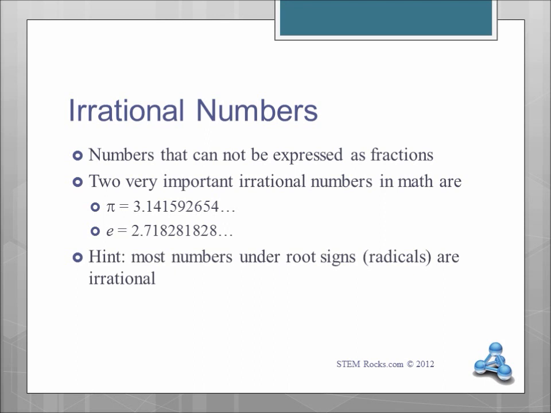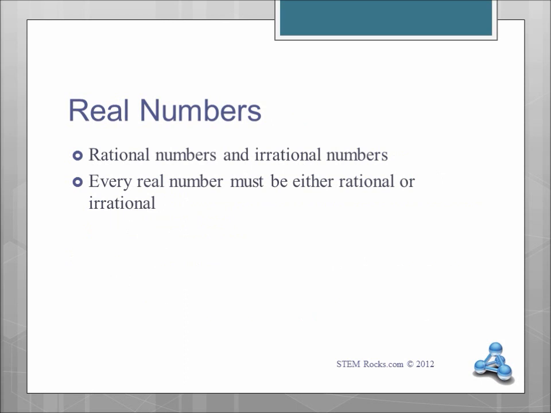Here's a hint when you're looking for irrational numbers. Most numbers under root signs or radicals are irrational. For example, the square root of 2 is equal to 1.4142, so forth and so on. It never ends. The next set is real numbers. Real numbers are simply rational numbers and irrational numbers, the combination of both. So every real number must either be a rational number or irrational number.